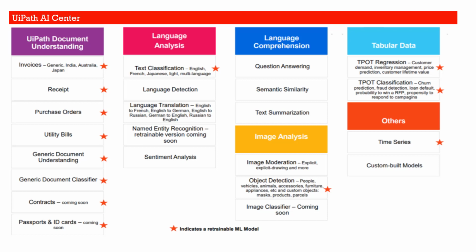Object detection, if you want to use it for image analysis, like people, vehicles, animals, accessories, furniture, appliances, whatever you want to detect from an image, you should be able to train that model. Similarly, for tabular data, you have some of the models available. So this is, on a high level, what kind of things you can do using AI Center ML packages.